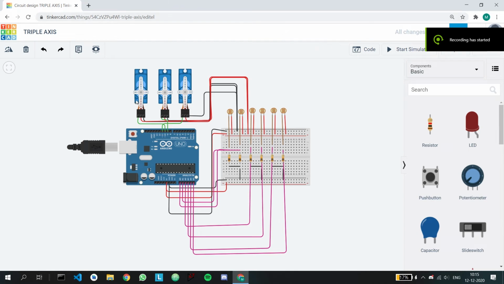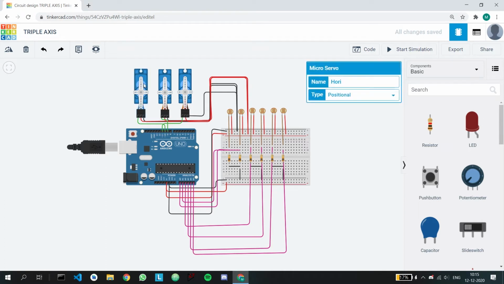I'm Manish. I'll be doing simulation of triple axis. As we can observe, there are 3 servo motors and 6 LDRs. One is horizontal servo motor, vertical servo motor, and other is combo of vertical and horizontal servo motor. And the 4 LDRs are placed same as in dual axis: top left, top right, bottom left, and the remaining 2 placed at the center. One is at the top, one is at the bottom.